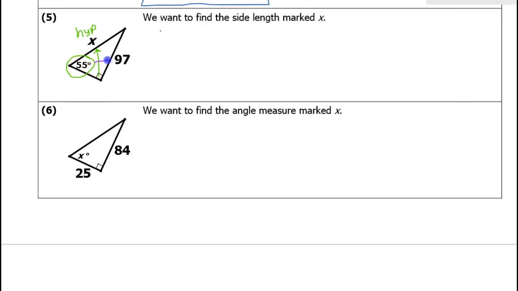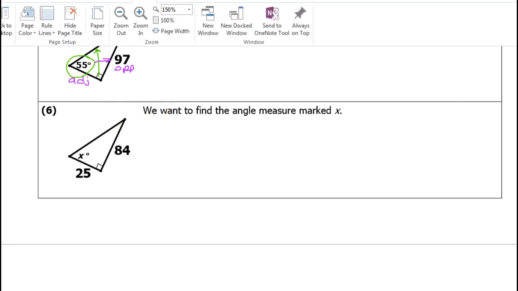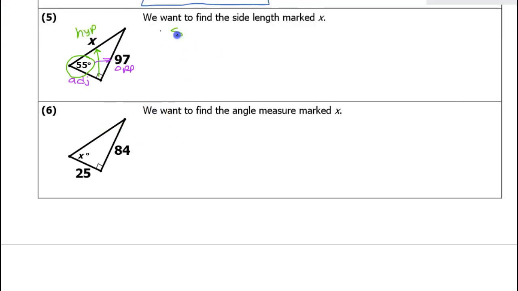The opposite leg is across from the angle you circled, so this is the opposite. The adjacent leg is right next to the angle that you circled. Now choose between SOHCAHTOA. In other words, choose between the sine function, the cosine function, and the tangent function.